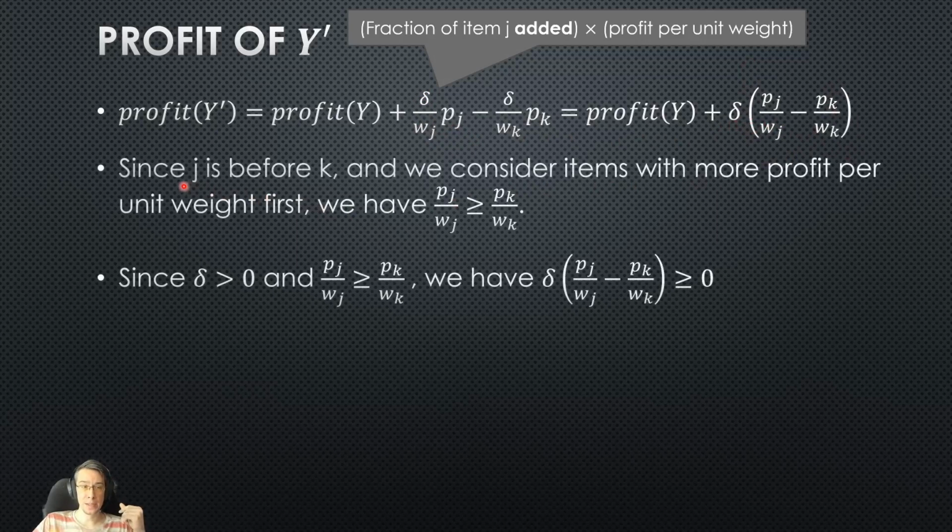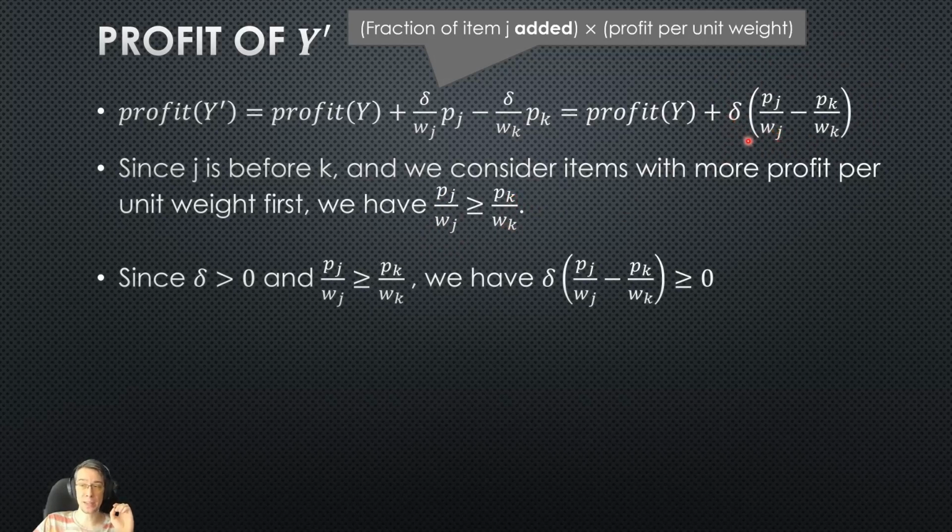And remember, since j is before k in our sort order, and we consider items with largest profit per weight first, we have p_j over w_j, that profit ratio for item j, greater than or equal to p_k over w_k. So can we argue that this expression is greater than 0? No, not necessarily, because these two profit ratios might be equal.